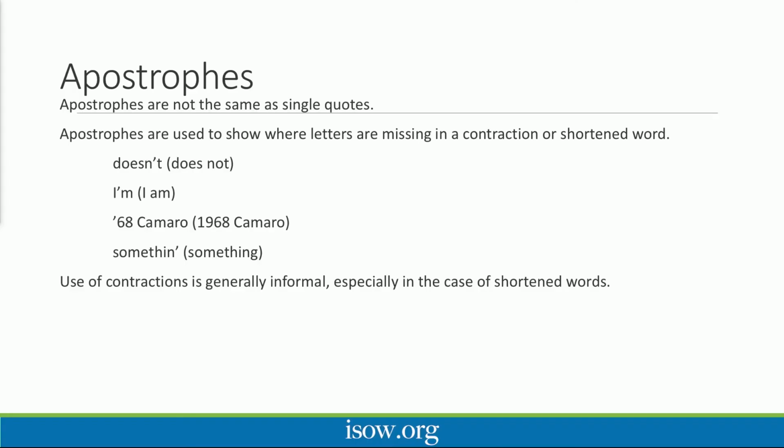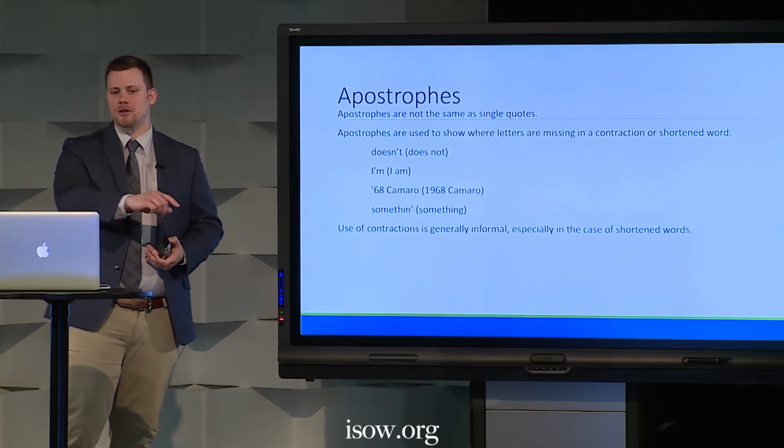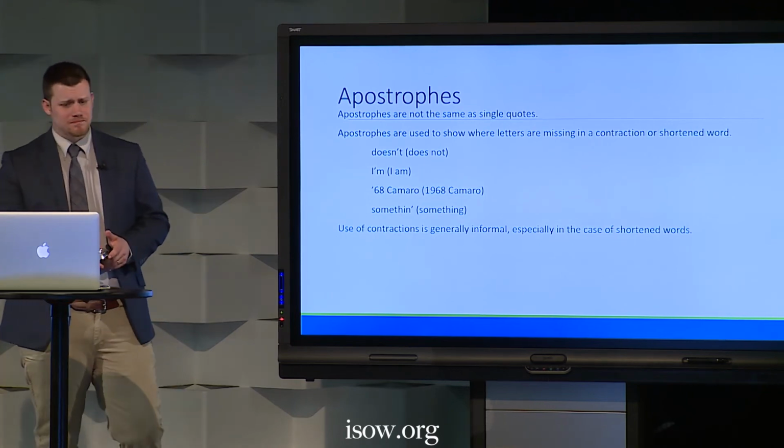So apostrophes. Again, this is the same key as a single quote, but it's not going to be the same as a quotation mark. An apostrophe is used to show where letters are missing in a contraction, in a shortened word. So in the words "does not," we usually shorten it to "doesn't." An apostrophe is used to show wherever the missing letters are. So if you say "I'm," what you're saying is "I am," so I, apostrophe, m.